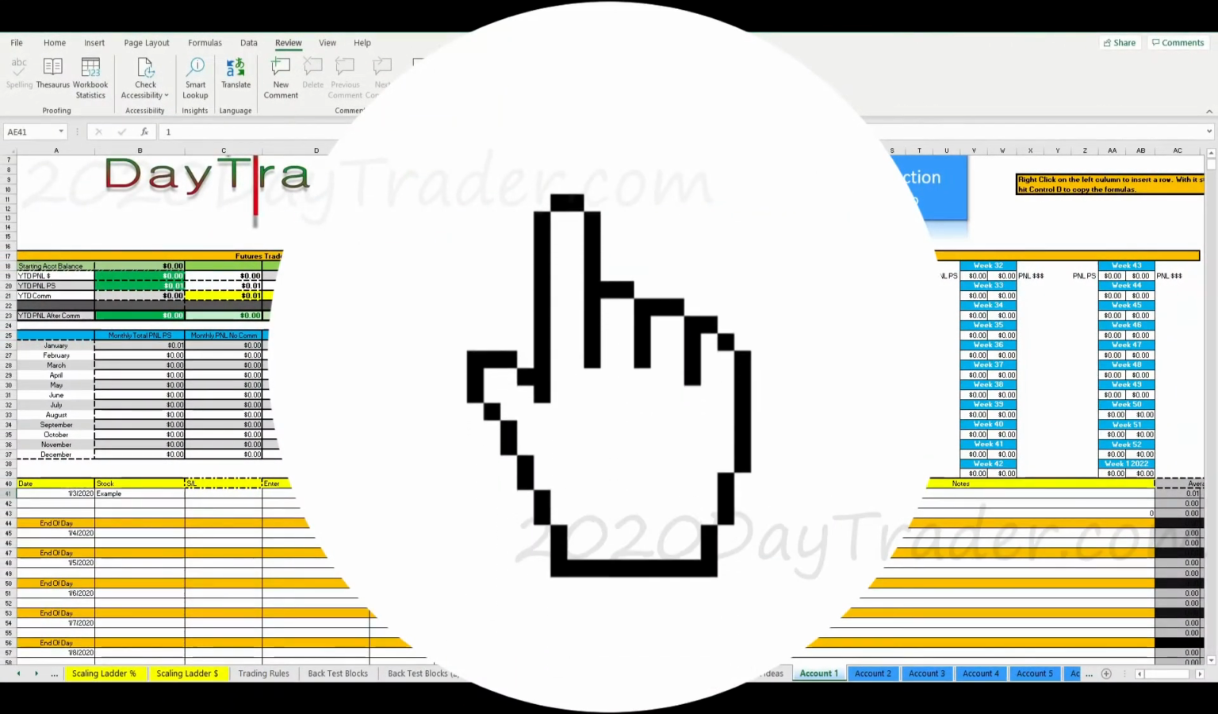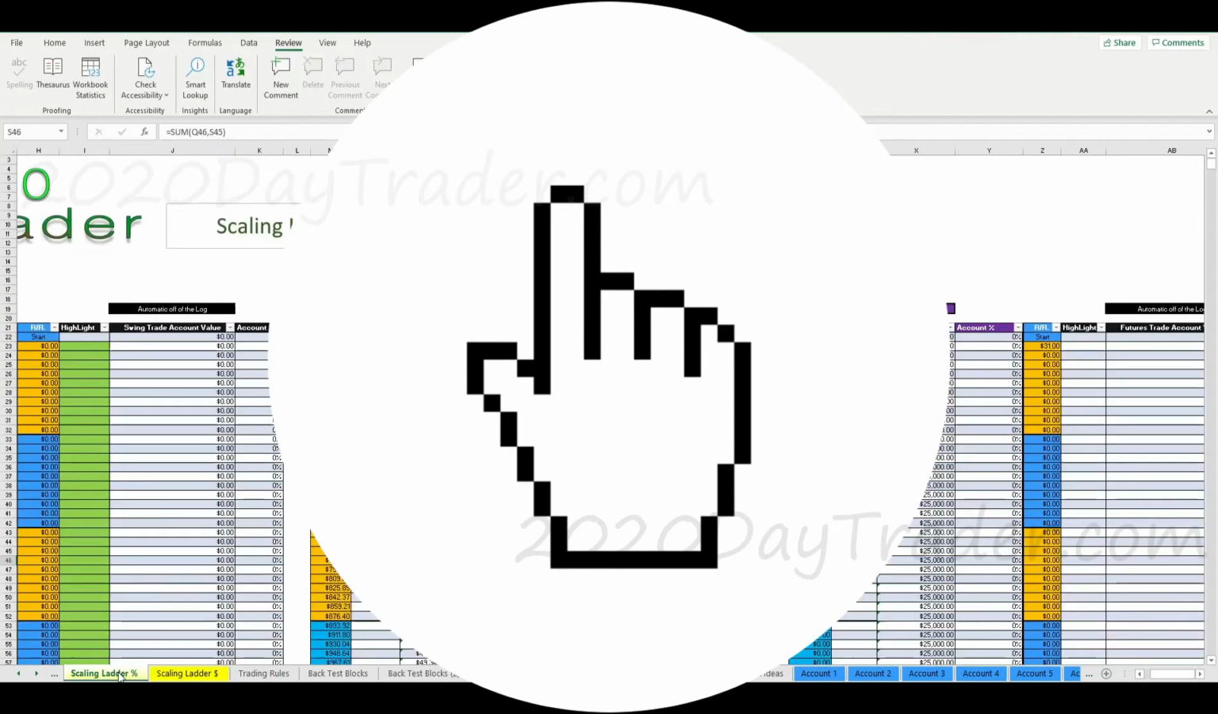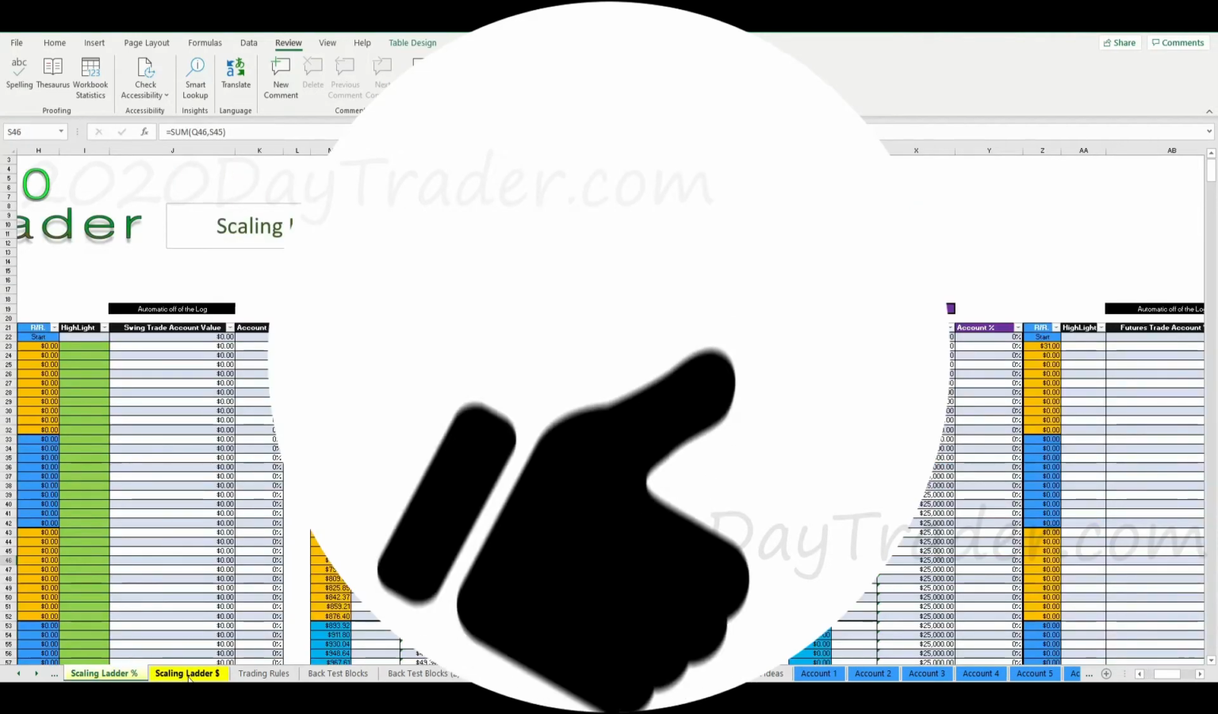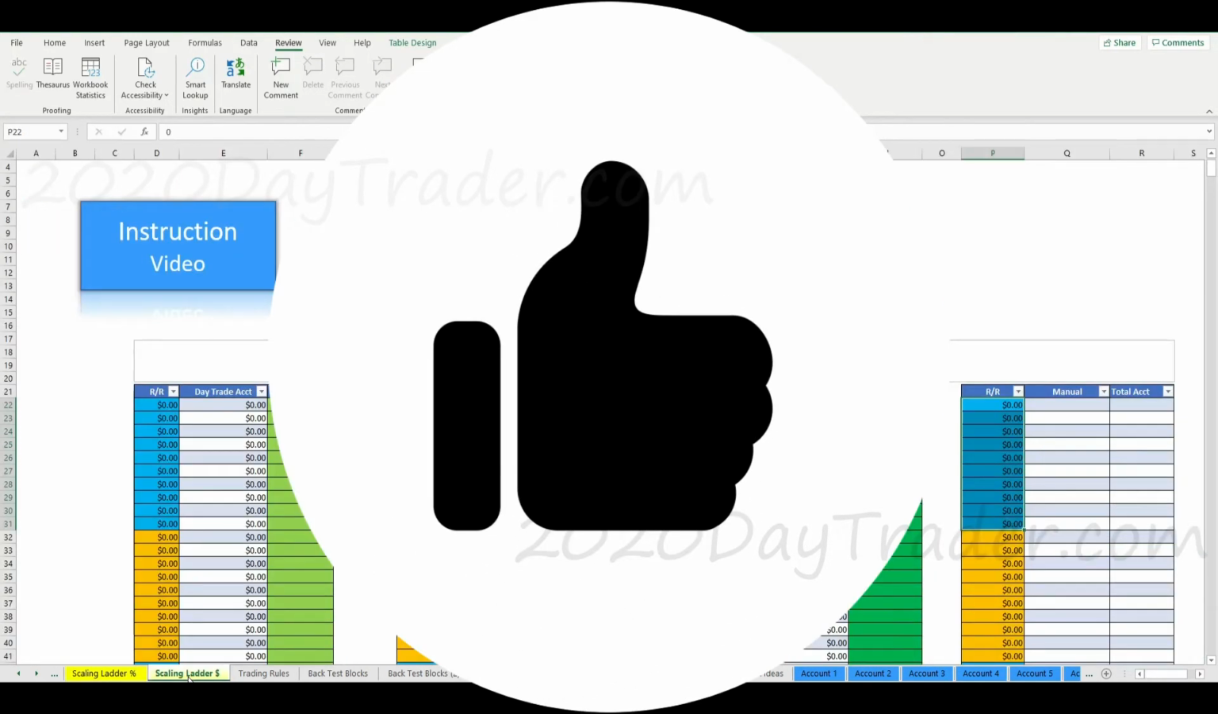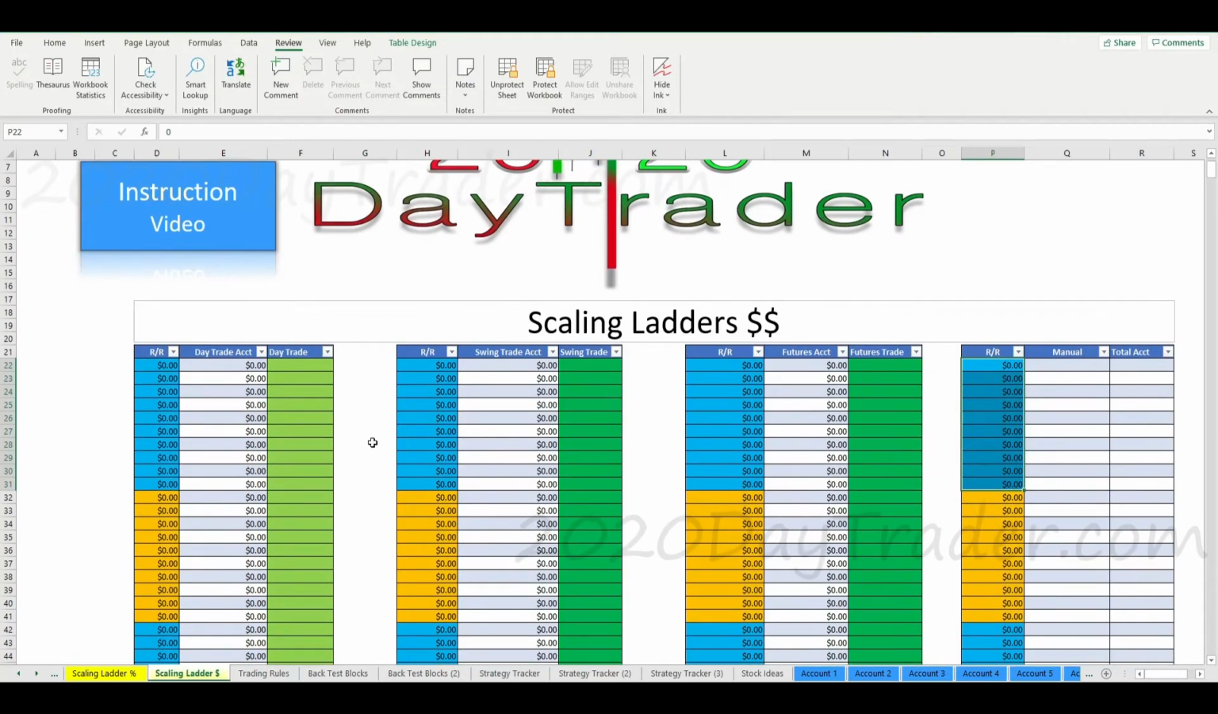All right, so let's get into part 2. Going back over to our strategy. Swing trading done. Now let's go look at the scaling ladder by dollar amounts. This I'm going to use for day trading. With my day trading account, I need to figure out what I'm going to do here.